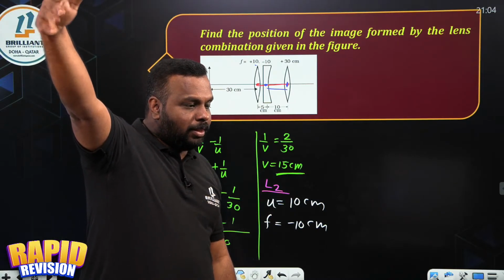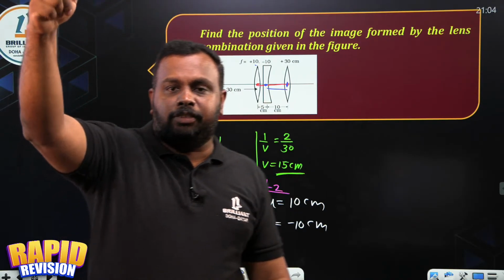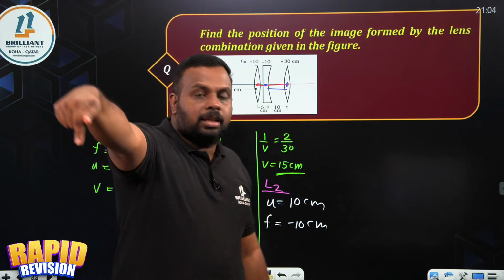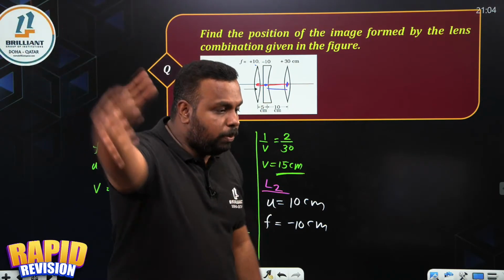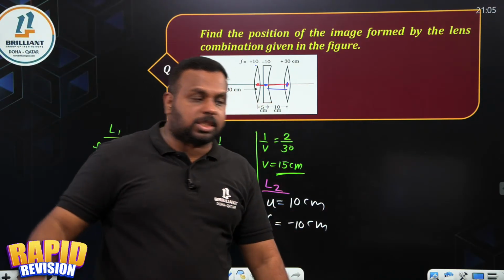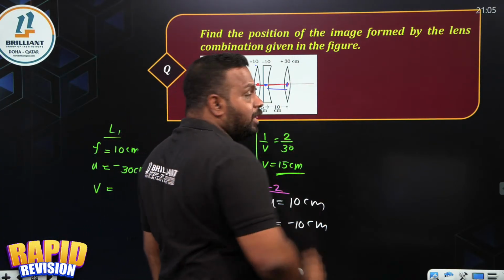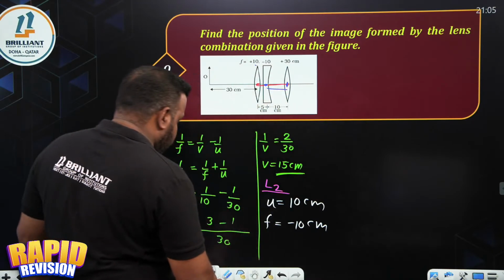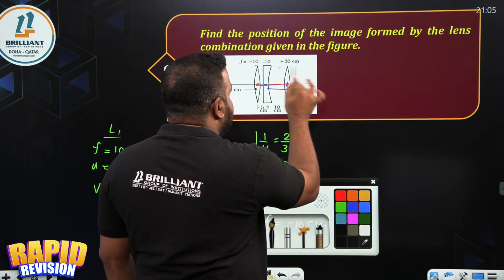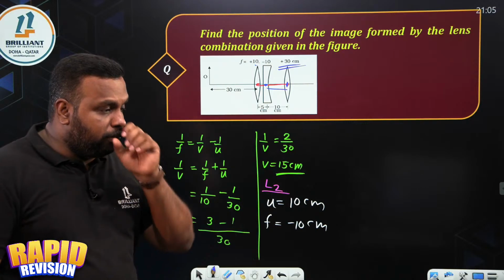Quickly. If object is at infinity, image will be at, yes, image will be formed at focus. Focus of the third lens. So what is our final answer? Focus of the third lens is 30 centimeter, right? Which means the final image will be formed at a distance of 30 centimeter from the third lens.